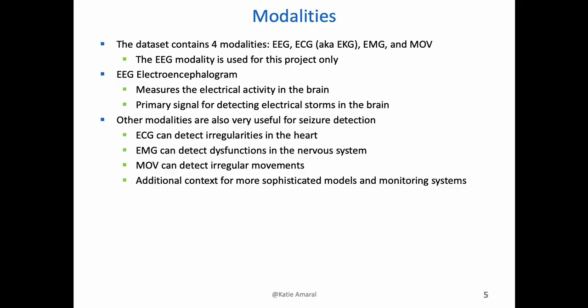The sensor device collects additional modalities that are also very useful for seizure detection. ECG can detect irregularities in the heart, EMG can detect dysfunctions in the nervous system, and MOV can detect irregular movements. These other modalities can be added for more sophisticated models and monitoring systems.